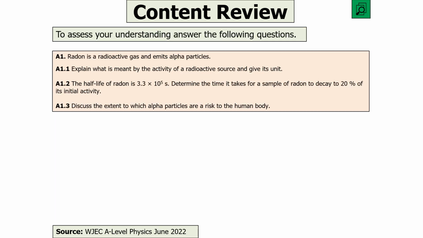The next question says, radon is a radioactive gas and emits alpha particles. Explain what is meant by the activity of a radioactive source and give its unit. The half-life of radon is 3.3 times 10 to 5 seconds. Determine the time it takes for a sample of radon to decay to 20% of its initial activity, and discuss the extent to which alpha particles are a risk to the human body. So pause the video now, then unpause the video when you want to go through your answer.